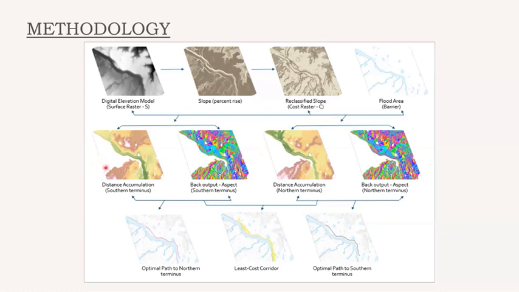The distance accumulation and aspect raster was created going northbound and southbound. All 4 rasters were used for the least cost corridor tool. An optimal path was generated going northbound from the southern terminus to the northern terminus, and southbound from the northern terminus to the southern terminus.